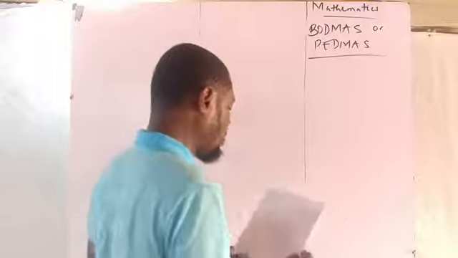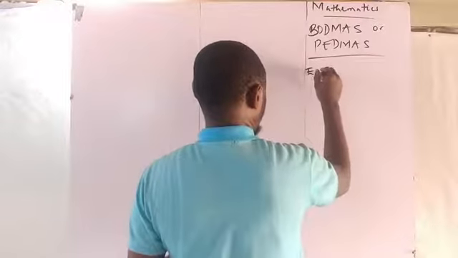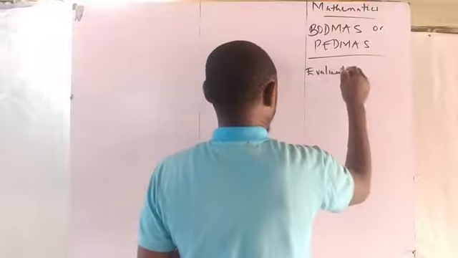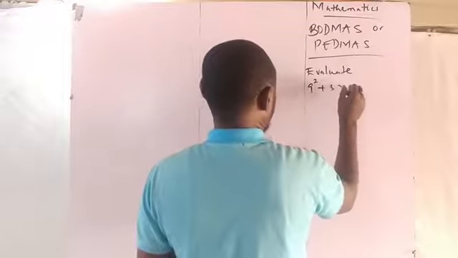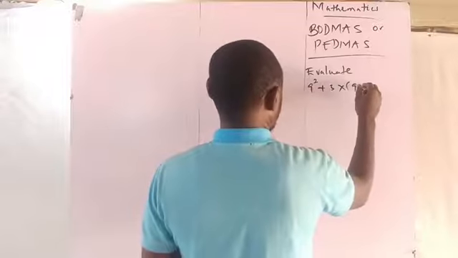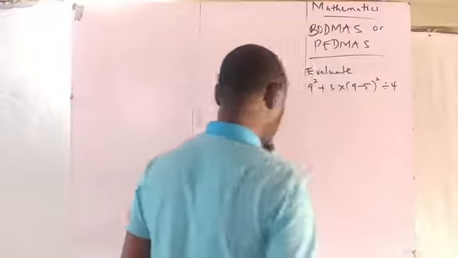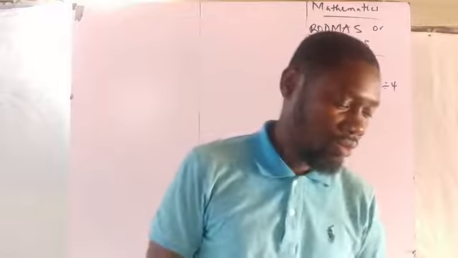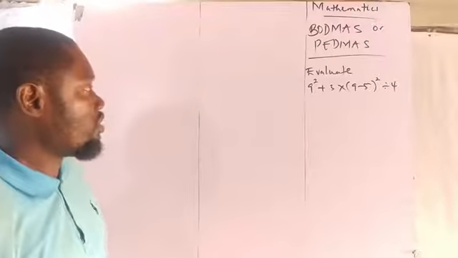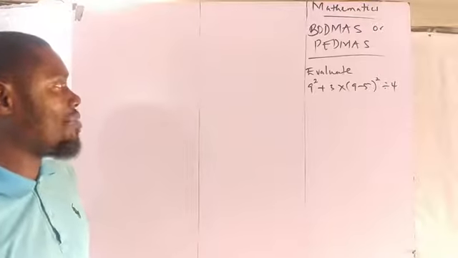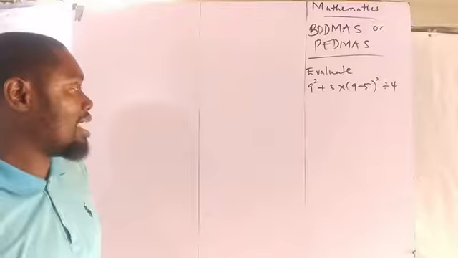Let's look at this problem. You're asked to evaluate this. Evaluate 9 raised to the power 2 plus 3 times 9 minus 5 squared divided by 4. That's what we're asked to do. 9 raised to the power 2 plus 3 times, in a bracket, 9 minus 5 all squared divided by 4.